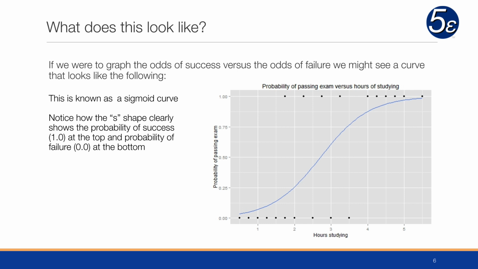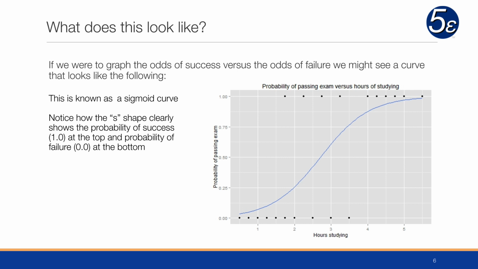Now, what if we were to look at the odds of success versus the odds of failure? If we look at this on a graph, we might actually see it curve, where, for example, in this case, we have the number of hours studying related to the probability of passing an exam. So across the bottom axis, we have the hours of studying. Along the left, we have the probability of passing the exam. The dots are actually indicators of whether or not the student passed at a 1 or did not pass at the 0 based on the number of hours studying.